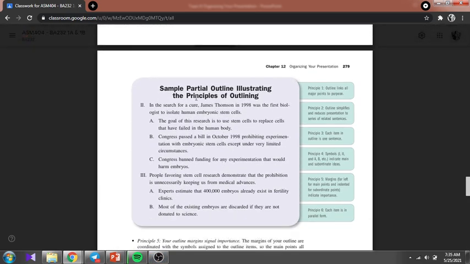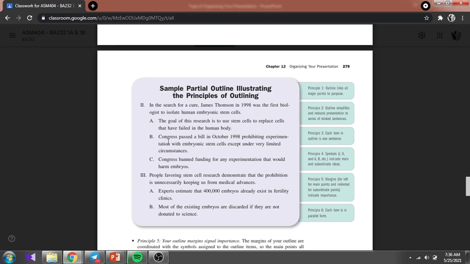Okay, this is a sample partial outline illustrating the principle of outlining. In the search for a cure, James Thomson in 1998 was the first biologist to isolate human embryonic stem cells. Okay, this is the point. And they go A, B, C here. What is the research about, the goal?